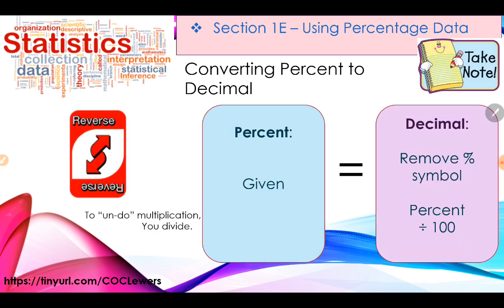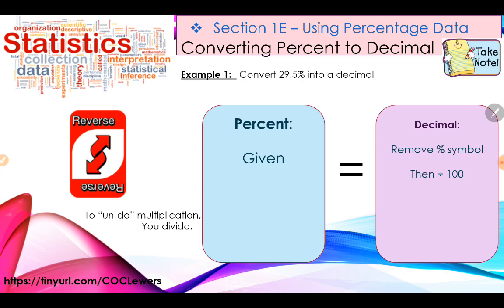So now what happens to convert it back to a decimal? Let's reverse that thinking and undo the multiplication. We're going to divide. The opposite of multiplication is division. So if we're given the percentage and we want the decimal, then we can just remove the percent sign and divide by 100. Let's look at an example.